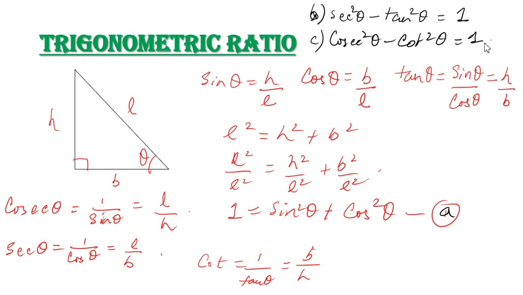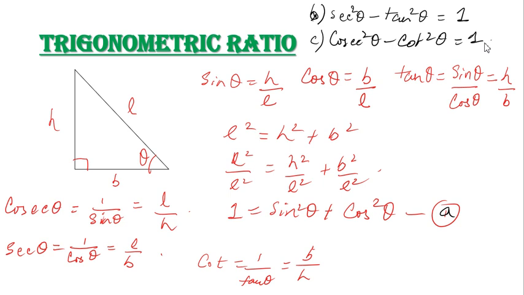Now let me give you a homework. Using sine square theta plus cos square theta equal to 1, just this one simple formula, you are going to derive the two equations. The first equation is sec square theta minus tan square theta equal to 1, and the last equation is cosec square theta minus cot square theta equal to 1. So use this single formula of sine square theta plus cos square theta equal to 1, and using it derive the other two equations.